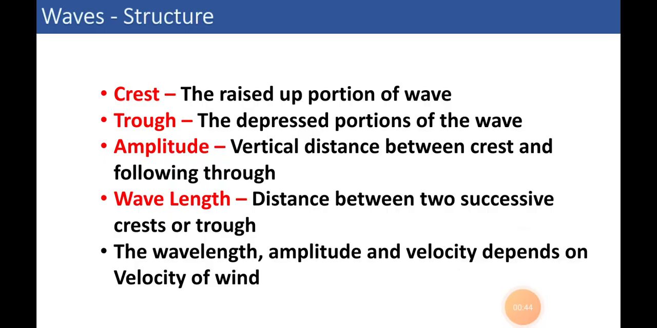So, crest is the raised up portion of the wave. Trough, the depressed portion of the wave. Amplitude means the vertical distance between crest and the following trough. Wavelength, distance between two successive crests or troughs. And the wavelength, amplitude and velocity depend upon the velocity of the wind.